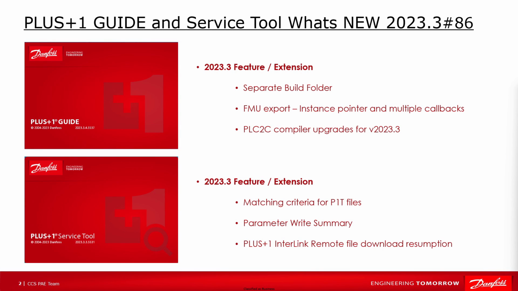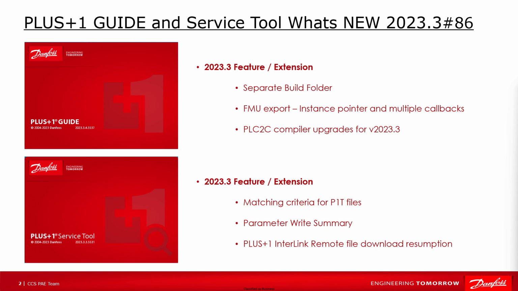Here you can see the main changes for Guide and Service Tool in version 23.3. Inside Guide there is a new feature called Separate Build Folder to clean up the project folder with the temporary files, and two feature extensions for FMU Export where some CAN callback functionality has been replaced, and PLC2C upgrades where unused code will not be part of the compiling process anymore, and some more minor changes.